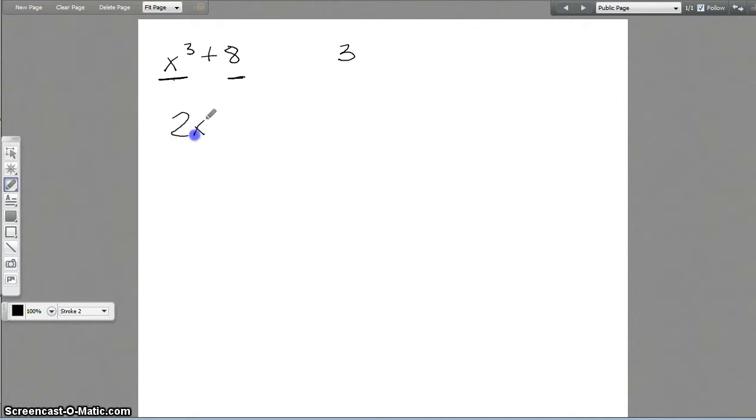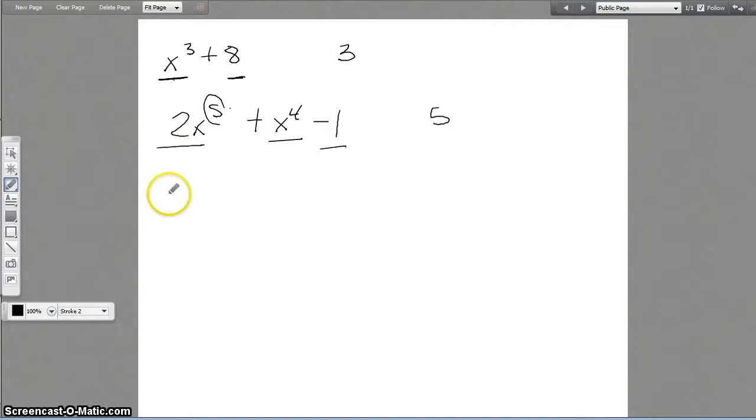If we have 2x to the 5th plus x to the 4th minus 1, we have three terms here because we have three monomials that we are adding or subtracting. So there are three terms. Our highest degree term is 2x to the 5th, so our highest degree is 5.